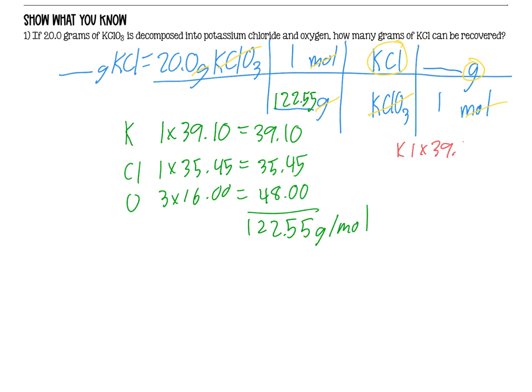To find the molar mass of potassium chloride, we're going to add 1 atom of potassium, which has a molar mass of 39.10, and 1 atom of chlorine, which has a molar mass of 35.45, to get a molar mass of KCl of 74.55.